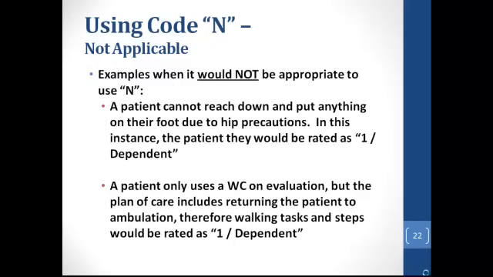A few examples of when it would not be appropriate to use N would be if you are evaluating a patient who can't reach down and put anything on their foot due to hip precautions. In this instance, the patient would be rated as a 1 or dependent because they cannot do the task. And just like in the last example, you may have a patient who only uses a wheelchair on evaluation. But in this example, the plan of care does include returning the patient to ambulation. Therefore, the walking tasks and going up and down the steps would be rated as a 1 or dependent.